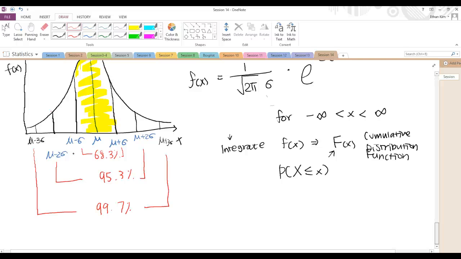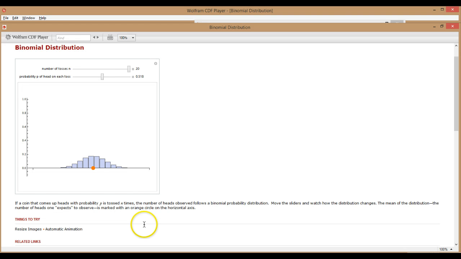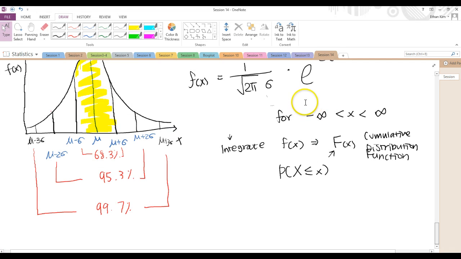Alright, so these are the basic features of the normal distribution. Let's look at the simulation again to see if it makes sense. Right, so this was the binomial distribution.